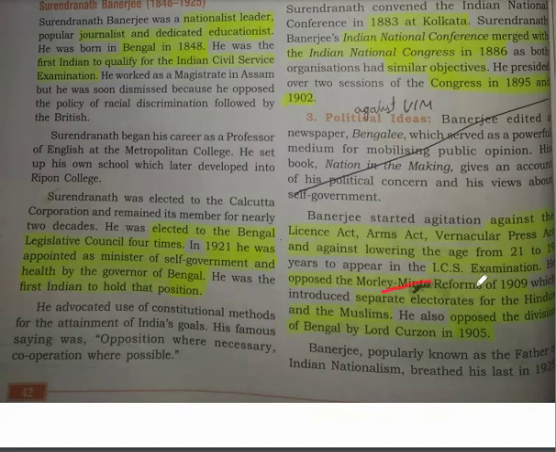He opposed the Minto-Morley reforms too of 1909, which introduced separate electorates for the Hindus and the Muslims. He opposed the division of Bengal by Lord Curzon in 1905. And here we have finished our chapter. Banerjee, popularly known as the father of Indian nationalism, breathed his last in 1925. Means he died in 1925.